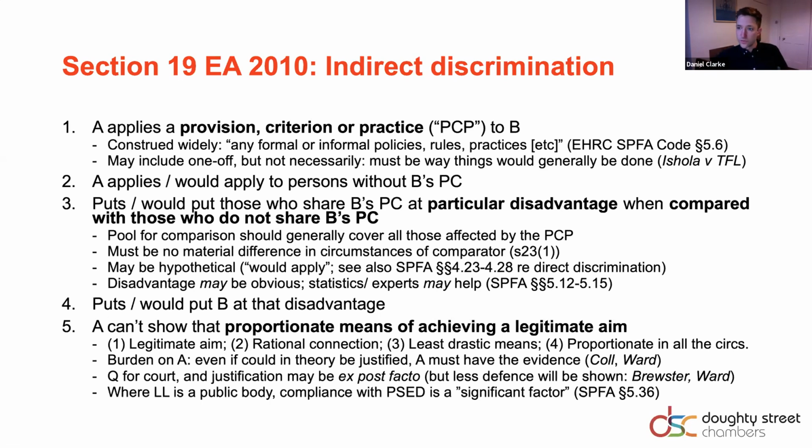It's not limited to judicial review type principles of A's decision, but it's important to remember, as the flip side of that, that the justification doesn't have to be justification to which A turned their mind at the time of making the decision, putting the PCP in place. It's open to introduce new evidence as to why it's justified that post-dates the allegation of discrimination. Although, having said that, the EHRC code is quite helpful in saying that where the landlord's a public body, compliance with the public sector equality duty is likely to be a significant factor in whether or not the body is able to justify any disparate impact.